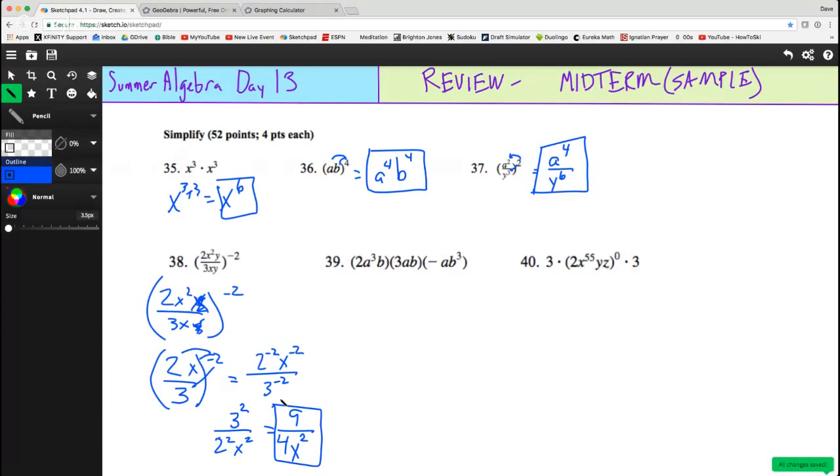Okay, good. So now, we multiply all of the things that are the same. We multiply our constants, 2 times 3 times negative 1, which is negative 6. Our a is a cubed times a, that's 5 a's. And b, 1, 2, 5 b's.